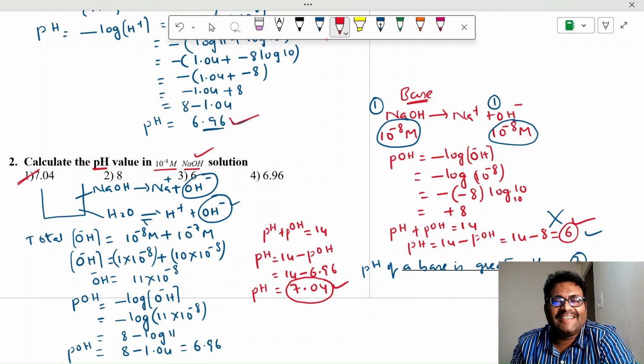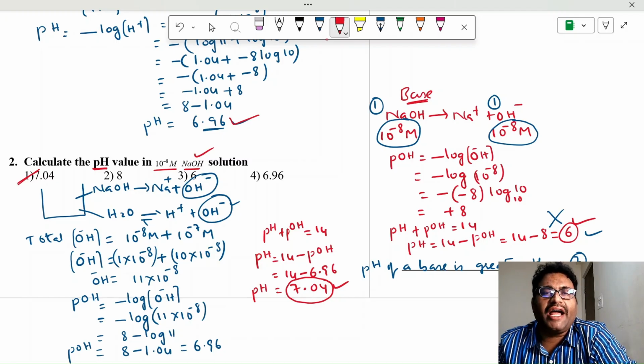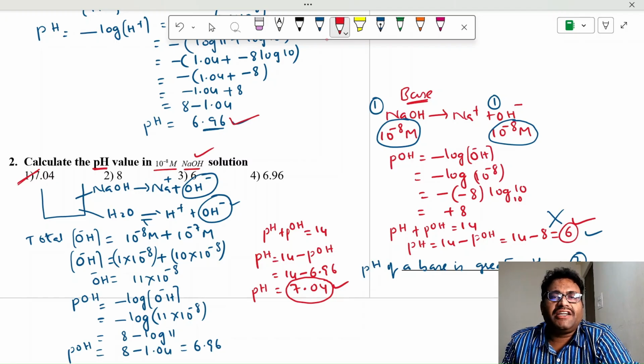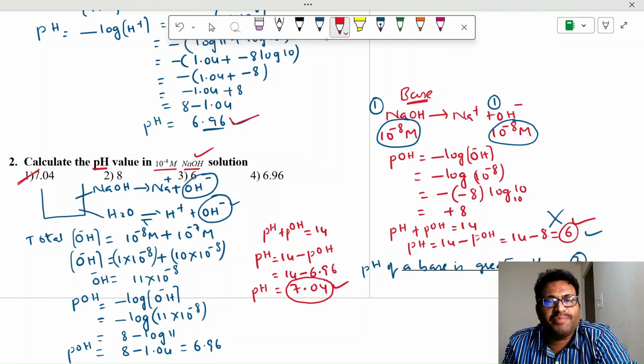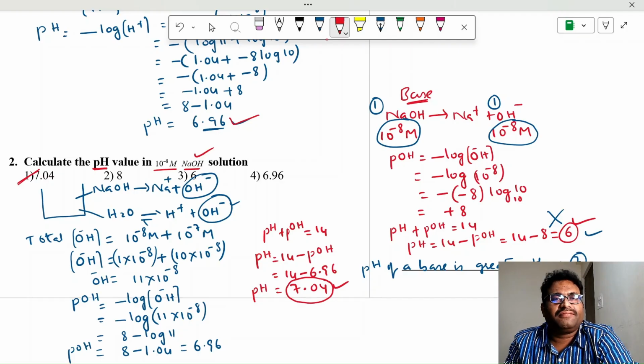Understood? So whatever the amount of water you add to either an acidic solution or a basic solution, the acidic solution remains an acid and its pH will be less than 7. The basic solution remains a base and its pH will always be greater than 7. Do you understand? So that's the thing.